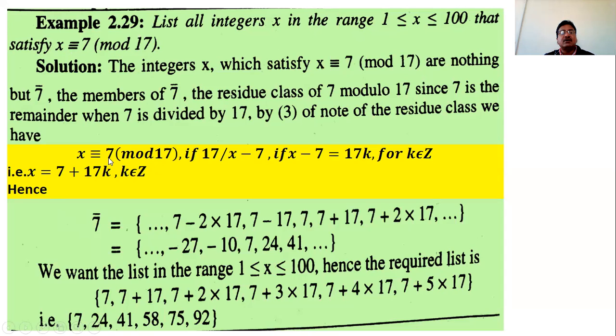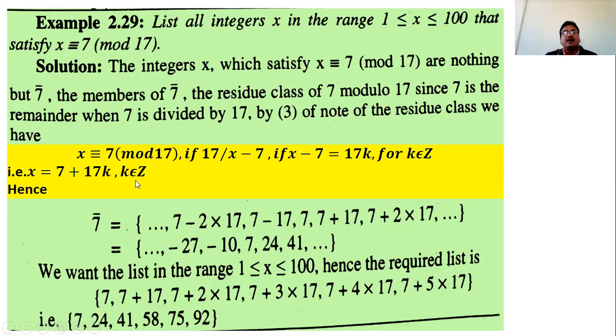You know that x ≡ 7 mod 17 if 17 divides x − 7. By the definition of divisibility, x − 7 can be expressed in the form 17 times some integer k, for some k belonging to Z. So x is equal to 7 + 17k. We have to find the values of x that satisfy this equality, x = 7 + 17k with k in Z.